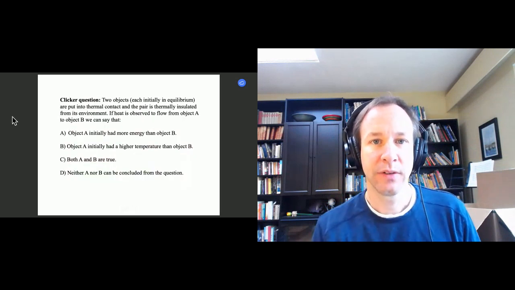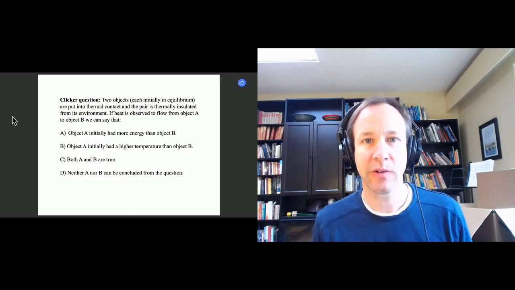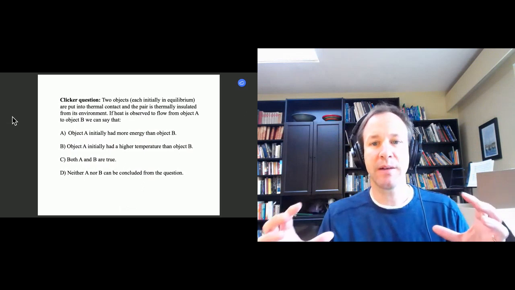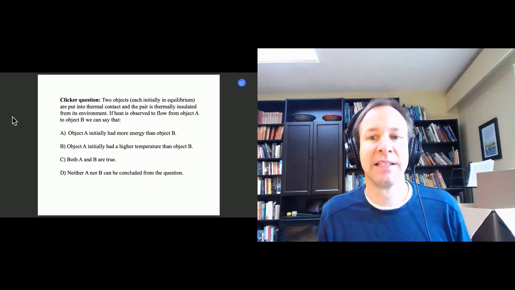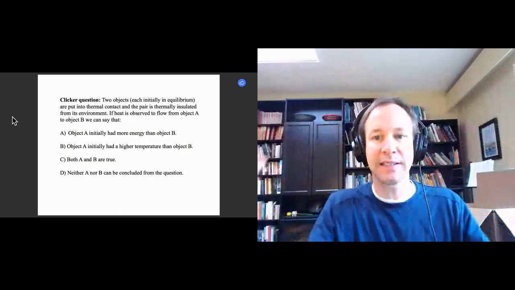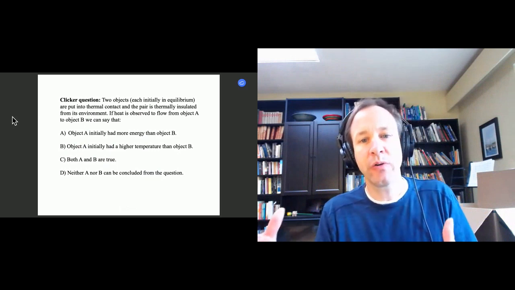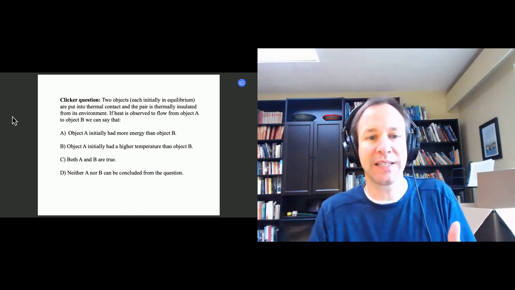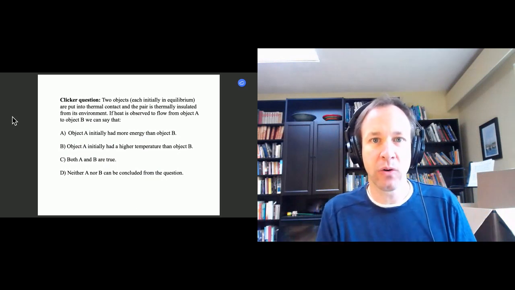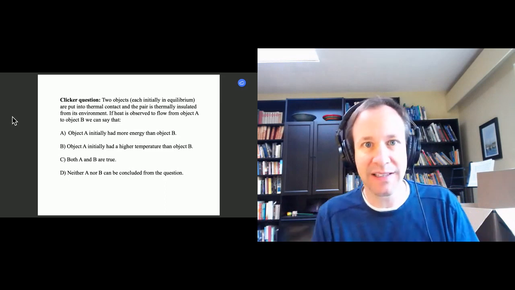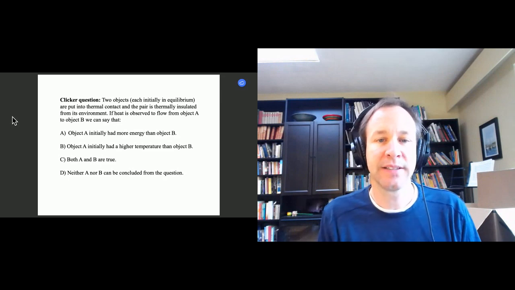So just to consolidate some of the ideas from last time, I wanted to start with this clicker question. It's about two objects, each initially in equilibrium. They're put into thermal contact, and we assume that they're insulated from their environment. And we notice that heat flows from object A to object B. Maybe we're looking at these things with an infrared camera, or maybe we're carefully observing the sizes of the objects. But we see that heat flows from object A to object B somehow.